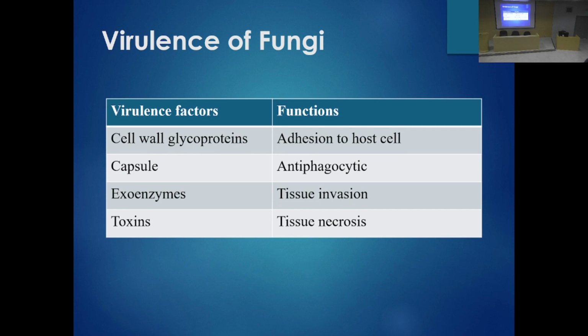So what are the virulence factors which may be present in these? One is glycoproteins which help in adhesion. They might have capsules, which are antiphagocytic, enzymes which help in invasion, and toxins which are cytotoxic. It causes necrosis of the tissue. So these are just a small flavor. Fungi and viruses have many more virulence factors, depending upon the type of microbe.